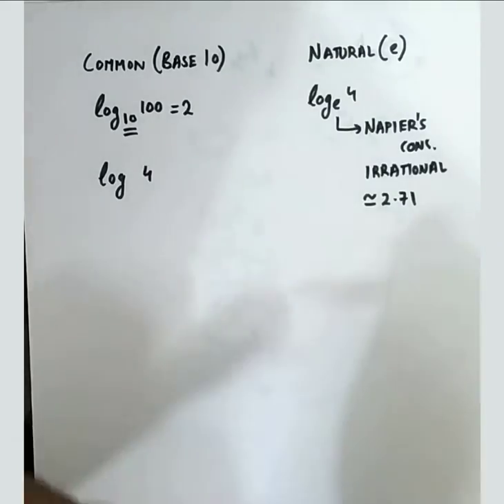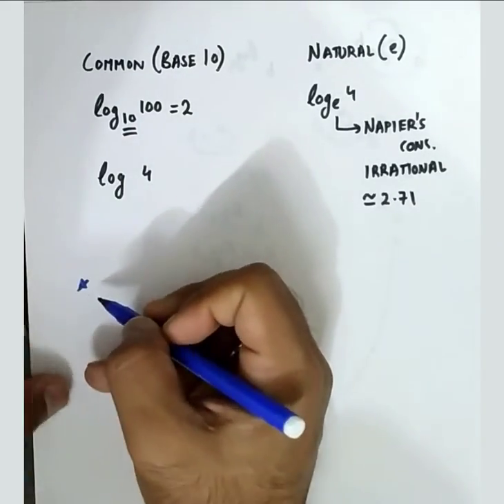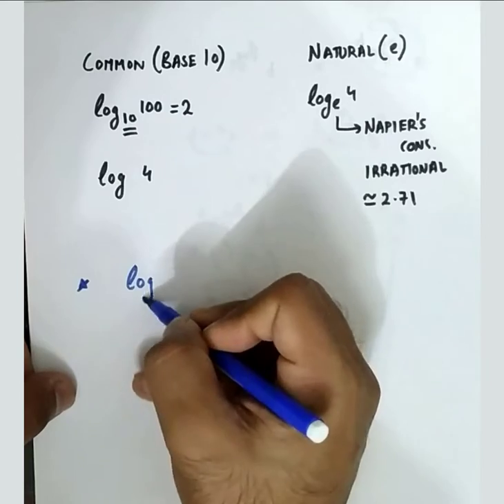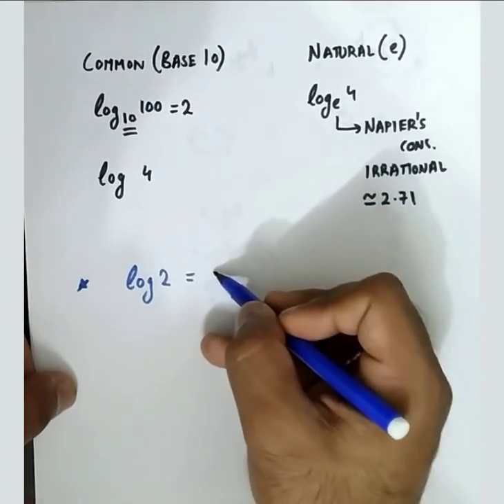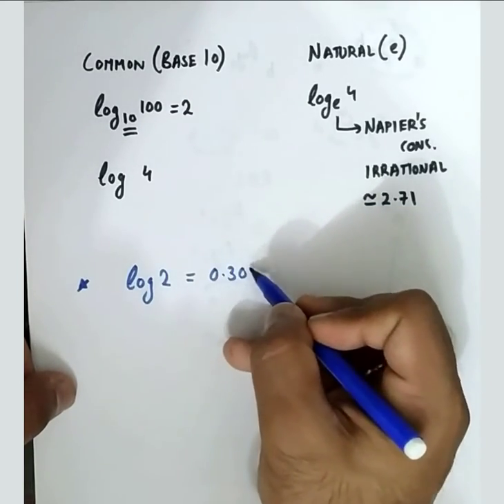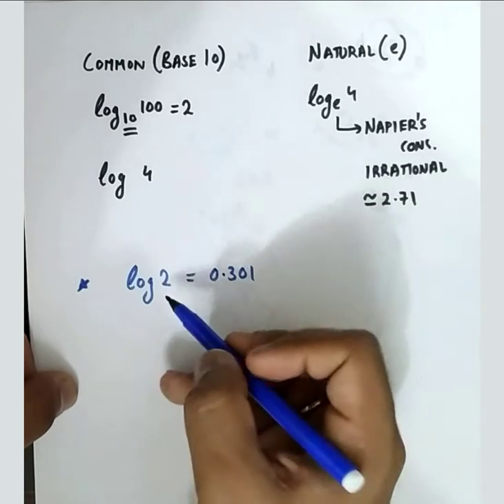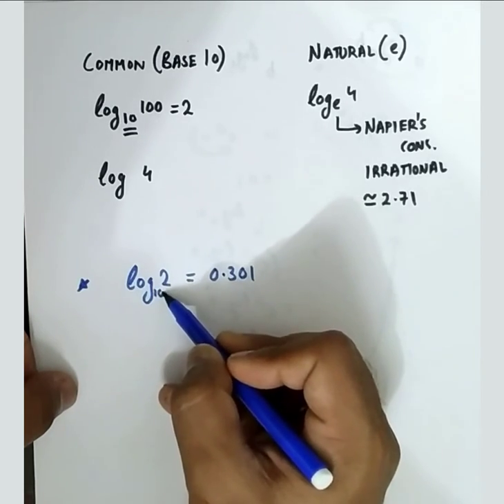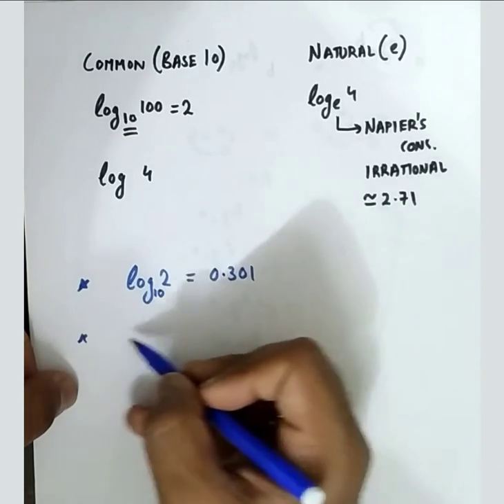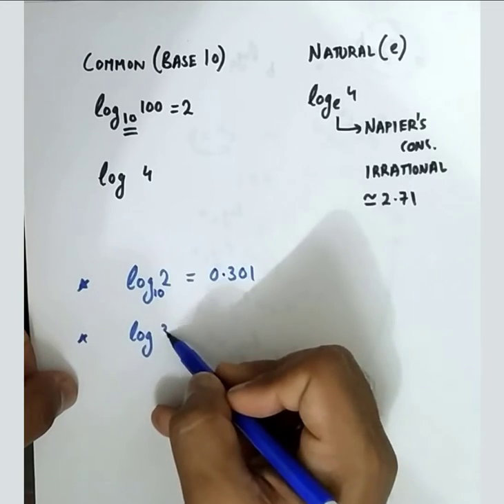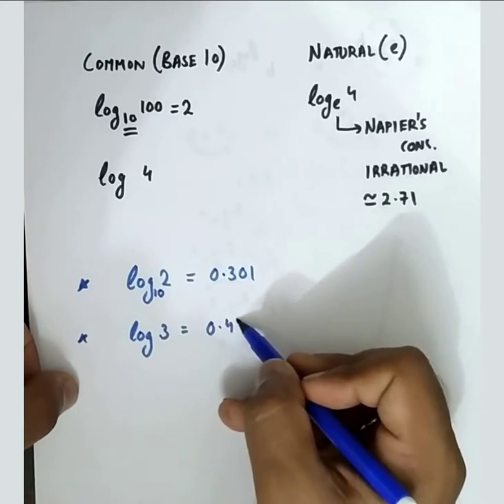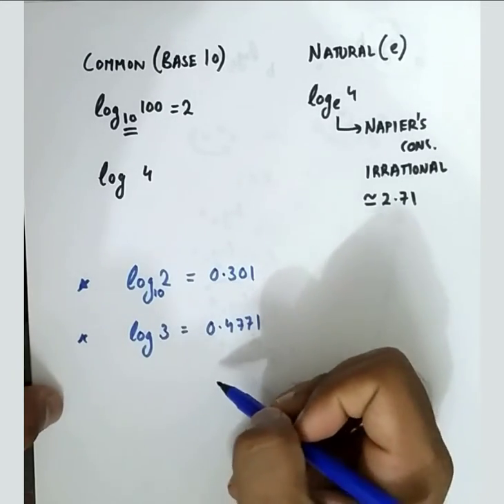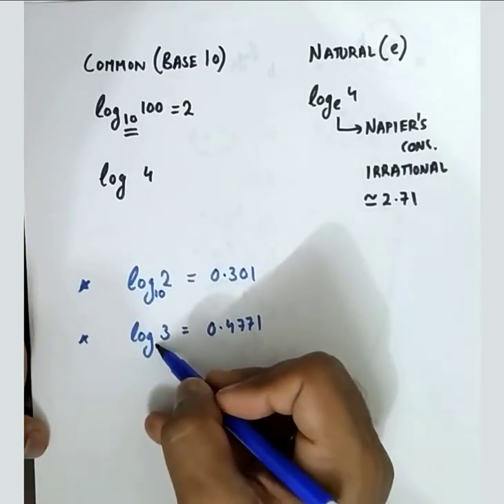Also remember a few values, and that are log 2. Log 2 is equal to 0.301. Now be careful, I'm not writing anything over here. What does that mean? If you think that it is base 10, you are absolutely correct. And similarly, log 3 is 0.4771. Alright, and of course base 10.